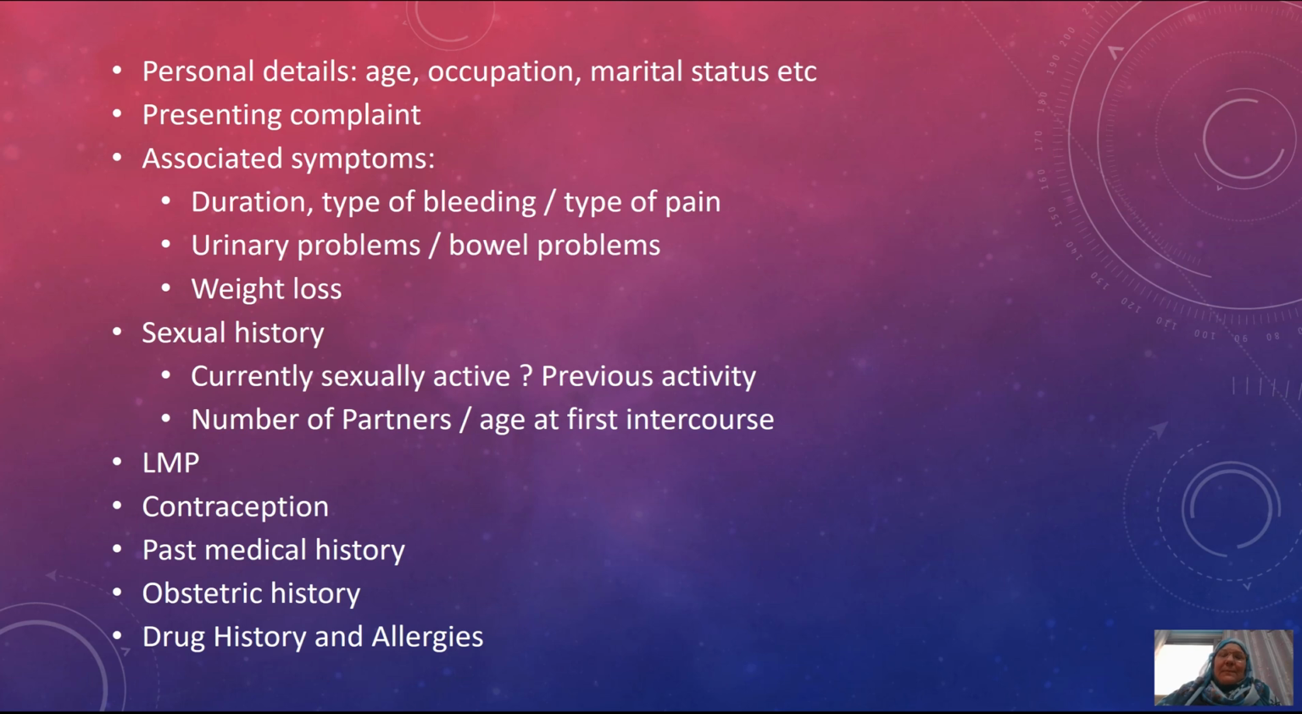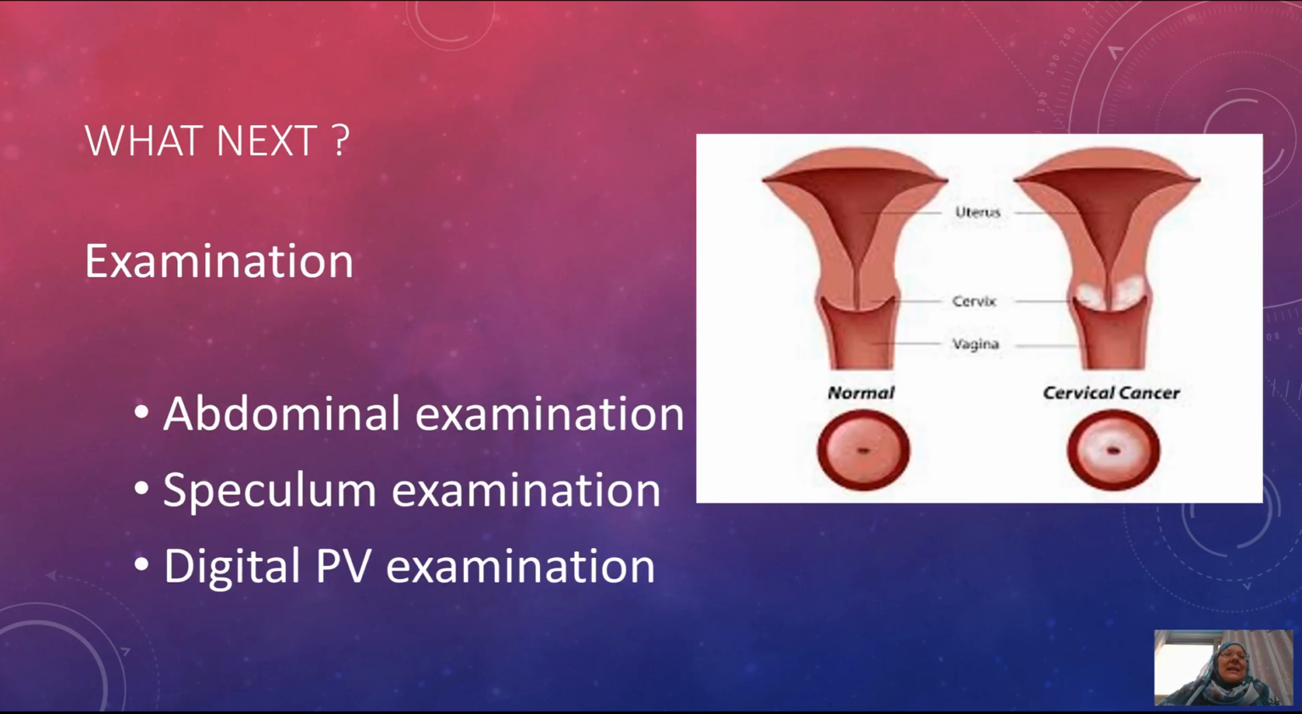What is your next step? Yes, it is an examination. This includes an abdominal examination to see the size of the uterus and if there's any pain. Furthermore, you do a speculum examination to have a look at the cervix, and really important is the pervaginal examination in this context, as often the cervix will feel very different. If there's a cervical cancer, it will have a craggly, soft feel as opposed to the firm consistency that a healthy cervix has.